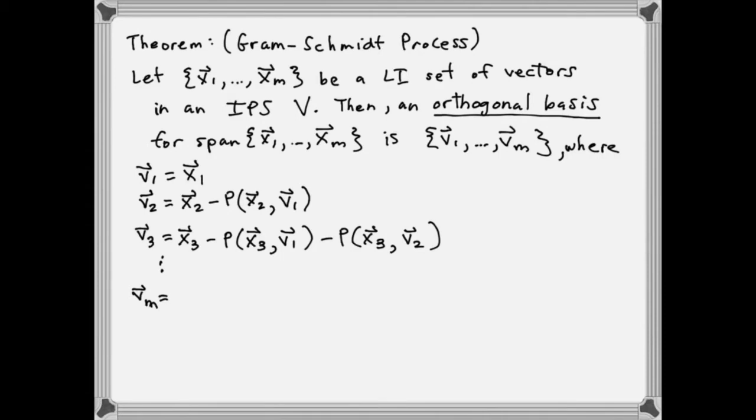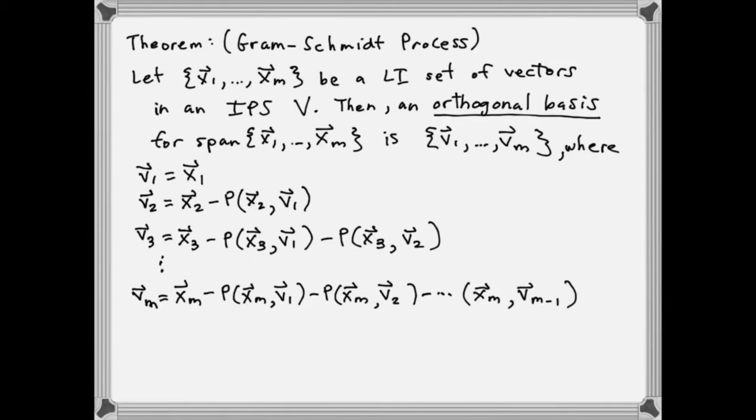Sorry, there were m of them. Vm, which is going to be to take the mth guy and you subtract away P of xm onto V1 minus P of xm onto V2 minus, you do this until you reach the last one, xm onto Vm minus 1. Okay, so you do have to do this m minus 1 times at the very end.